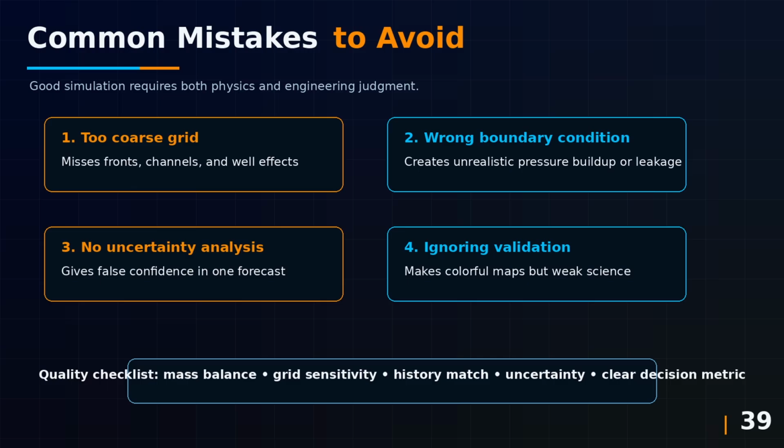Another common mistake is trusting a history match without checking physical realism. A model may match production curves for the wrong reasons. Finally, many people focus only on attractive maps and forget mass balance, solver convergence, and uncertainty.